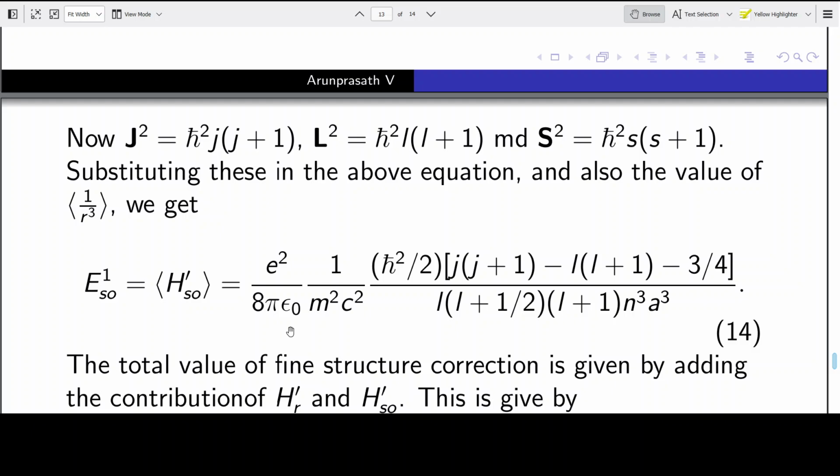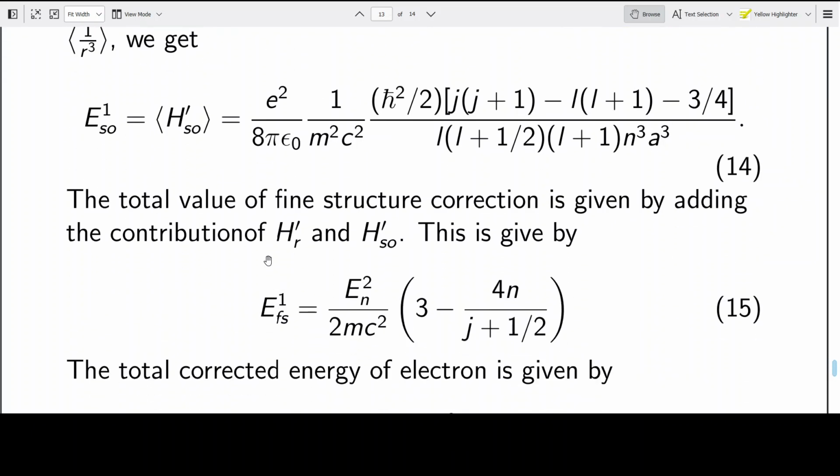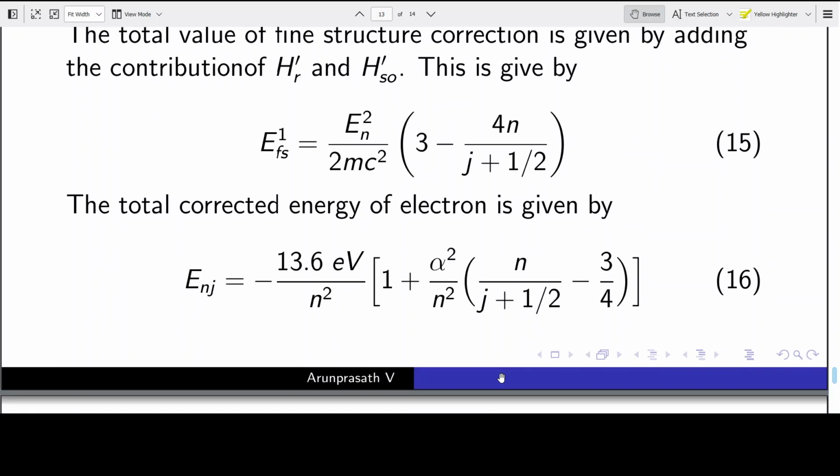The total value of fine structure correction is given by adding the contribution of H prime R and H prime SO. This is given by the simple expression E1 fine structure is equal to E n square by 2 m c square times 3 minus 4n by j plus half. The total correction, now including this with the unperturbed energy levels, we get the total energy E n j is equal to minus 13.6 electron volt divided by n square times 1 plus alpha square times n square divided by n square times n by j plus half minus 3 by 4.